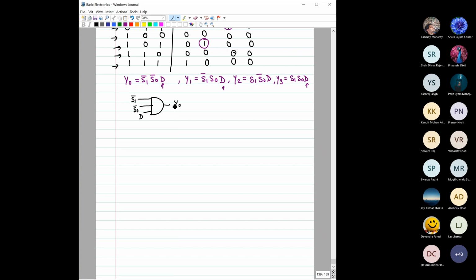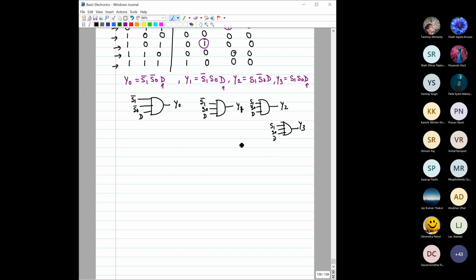Yes, sir. So this is fine, but if you draw it like this, it's quite easier to draw. Let me explain after I draw it. This is Y2, so it is S1, S0 bar, D. Similarly, for Y3, it would be like this: S1, S0, D, right? Okay, this is fine.